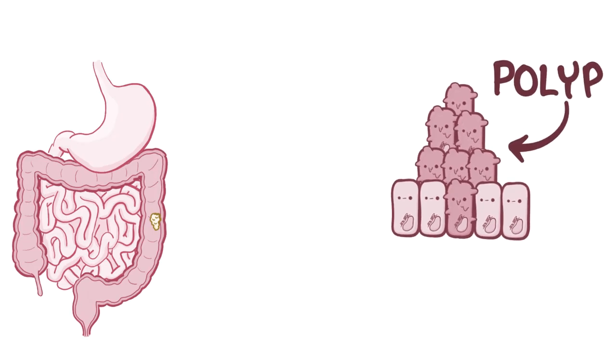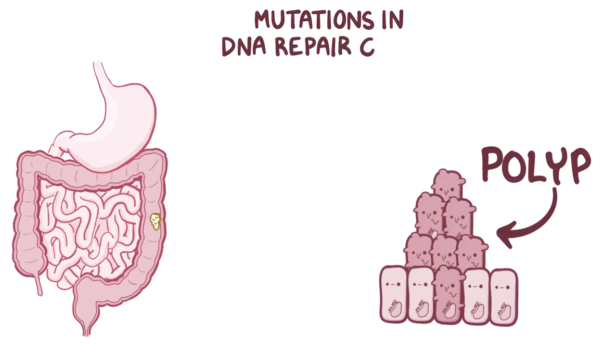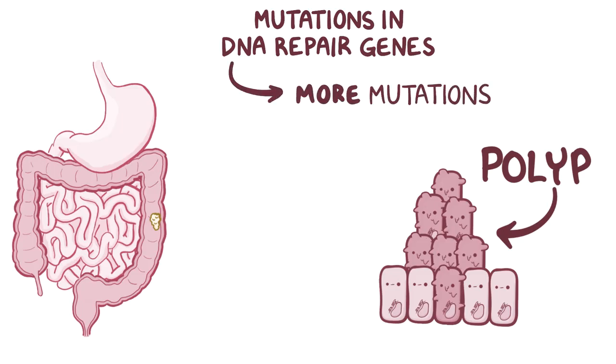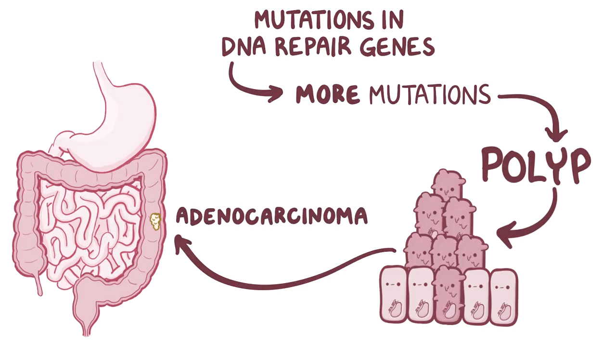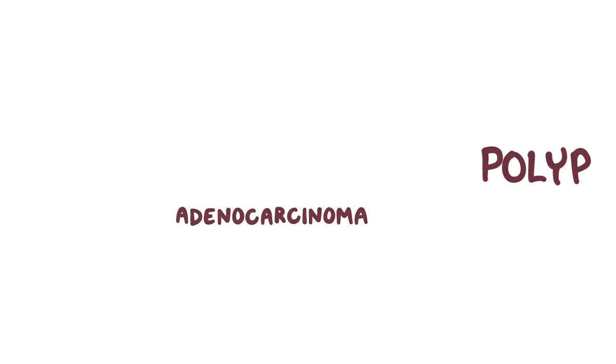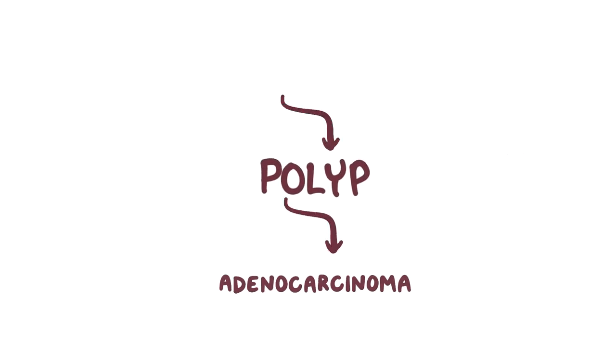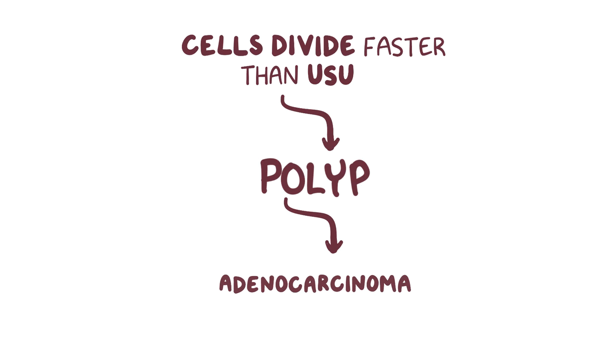Another well-known example are genetic mutations in DNA repair genes, which help fix up mutations in cellular DNA. When they're out of action, though, cells accumulate mutations and over time can develop into polyps, and eventually adenocarcinomas. So, broadly speaking, adenocarcinomas are the malignant evolution of polyps, and polyps arise when cells start dividing faster than usual.